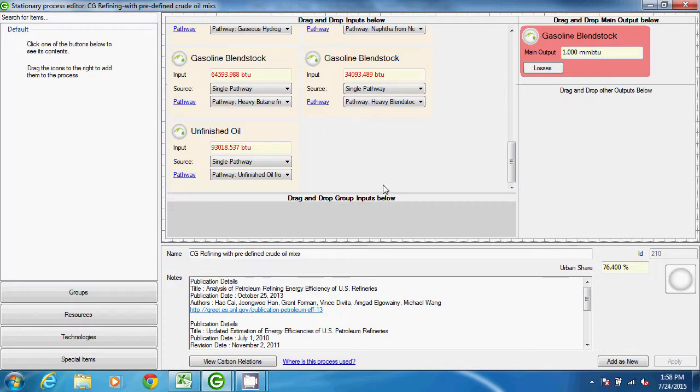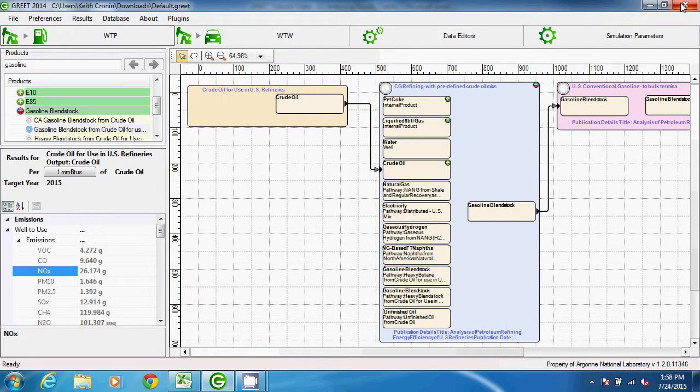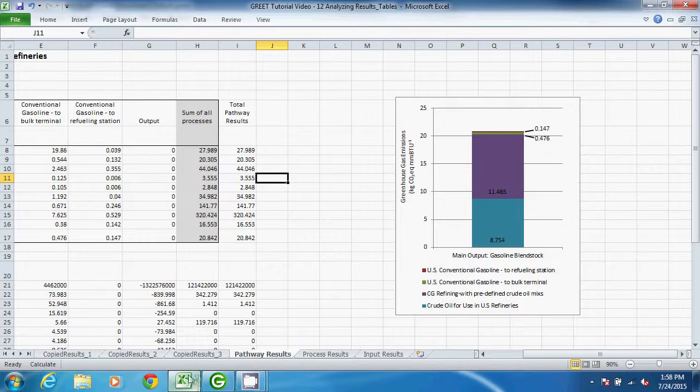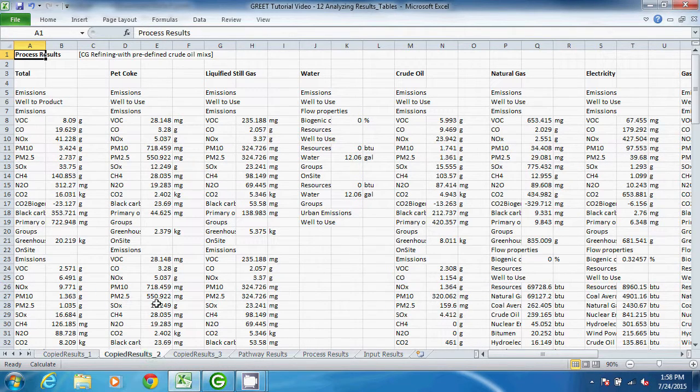Returning to the full pathway, you can see that the results refresh when I click on an input. The new results are for that single input. I copied over the results for each input into my spreadsheet, then reorganized them in a new worksheet as before.